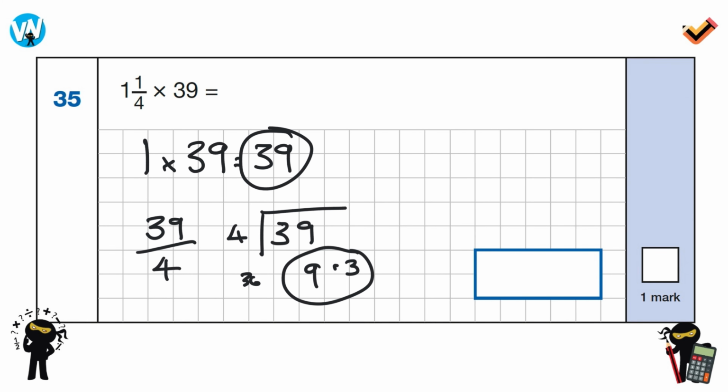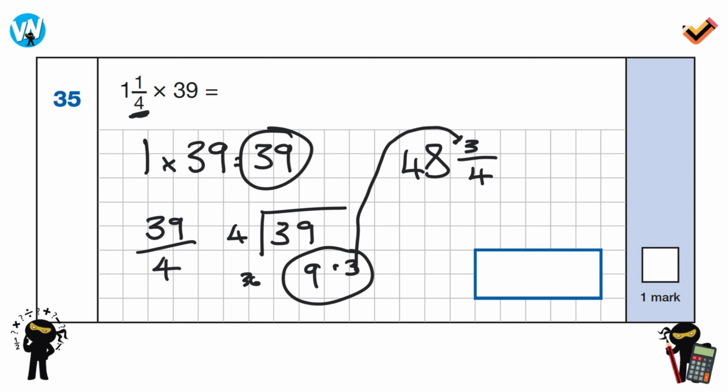So I'm going to add them together. That's going to get me 48. And 3, as this 3 becomes the new numerator. And then 4 is the denominator, so that remains. So we've got 48 and 3/4.